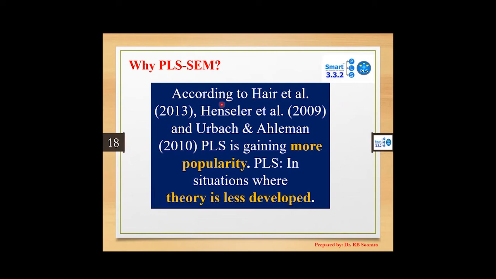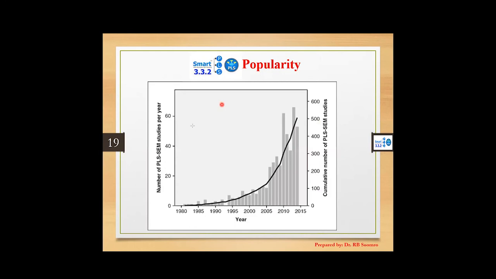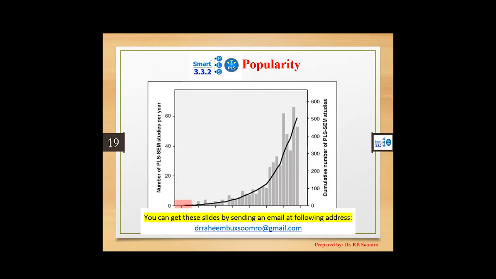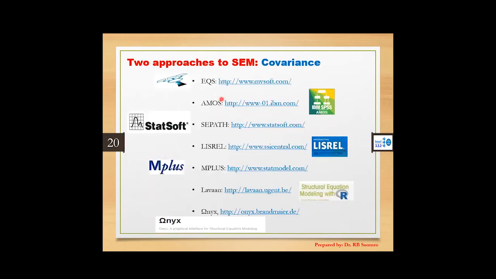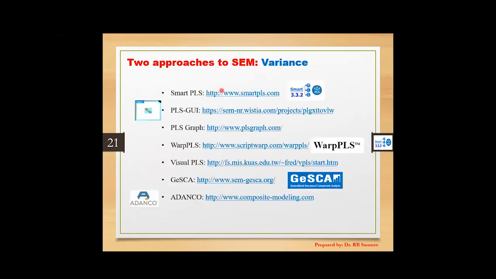And then this is the graph which shows the popularity of Smart PLS. It started probably in the 1980s, and now see, in 2015 its popularity has continuously increased. The use of Smart PLS has increased among researchers. And as I already told you, these are the different types of software which you can use. These are variance-based software, and earlier these were covariance-based software.